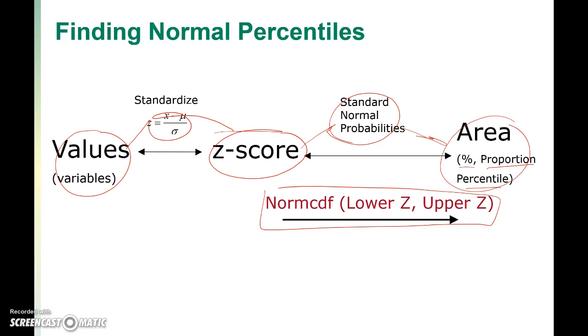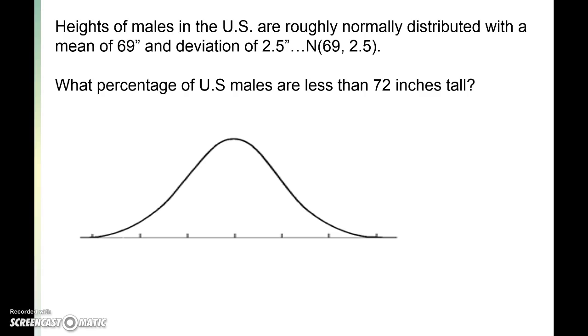Okay, so let's go into an example here. We're going to pick right up where we left off with the heights of U.S. males, again, roughly normally distributed, with a mean of 69 inches tall and a standard deviation of 2.5. And we are interested in the percentage of U.S. males that are less than 72 inches tall, less than 72.